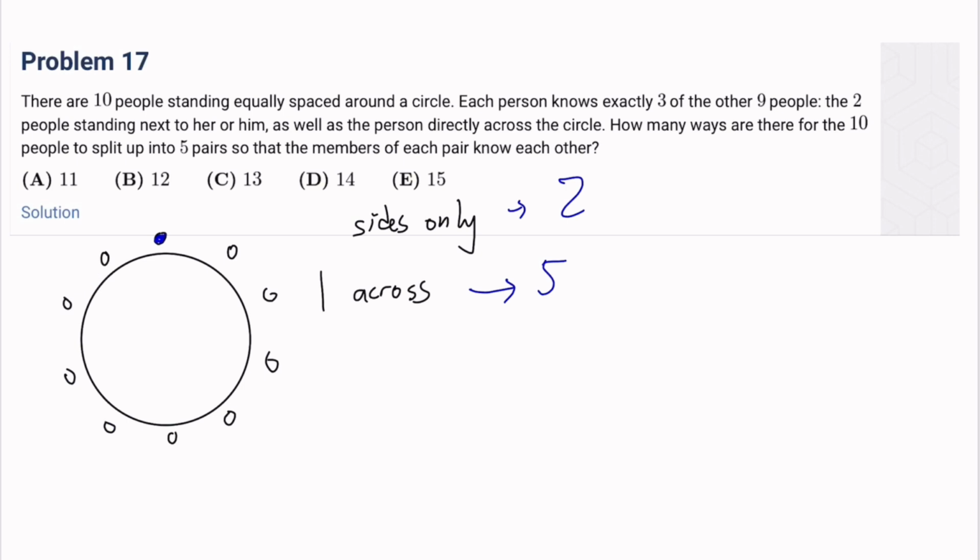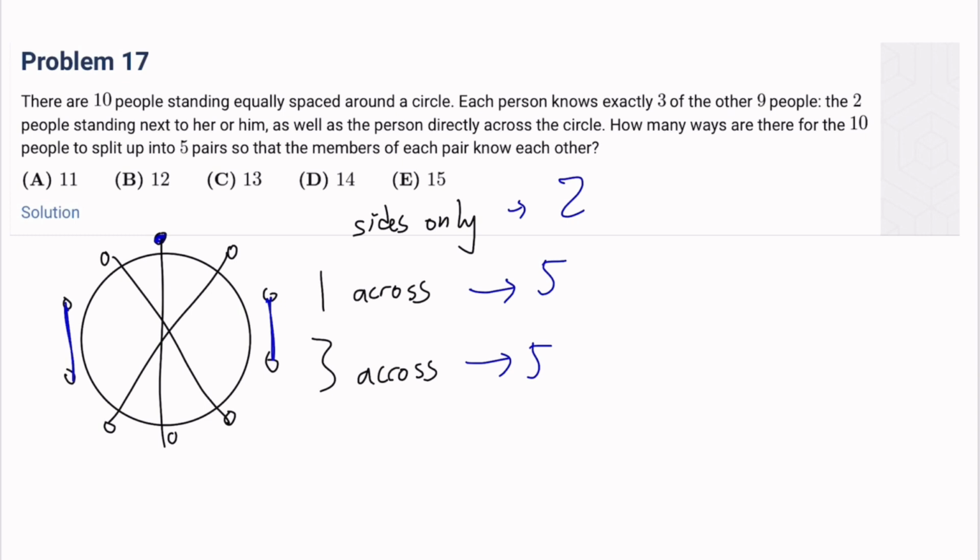And then the next is if we have 3 across, and that just means that we are going to have 3 people like this who are going to be across from each other, and then the remaining 2 people will be partners with the people at their sides. And so for this one also we have 5 choices, because we have to determine where the center pair will be. So will it be this pair, this pair, this pair, this pair, or this pair? So those are the 5 choices.